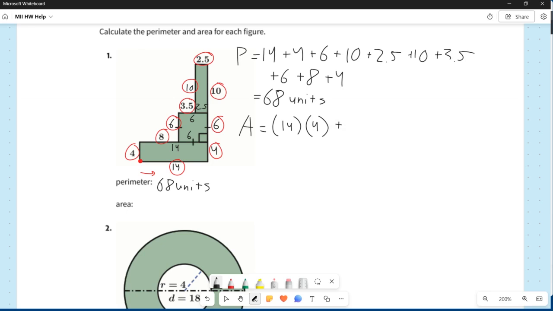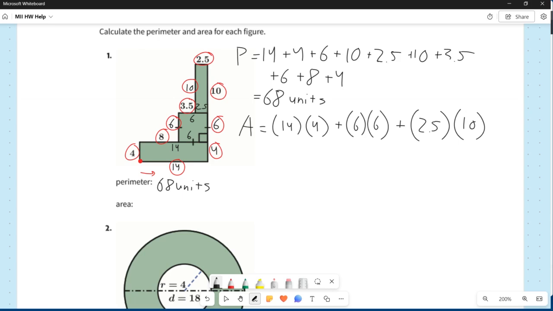The middle figure has a base of 6 and a height of 6. And with a square, the area of a square is also s squared. So 6 times 6 is obviously 6 squared, but we'll write it like this for now. And then the rectangle at the top, my base is 2.5, and my height is 10.